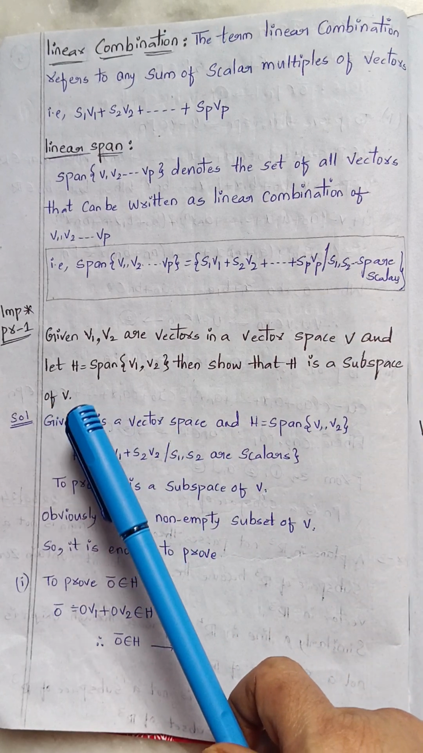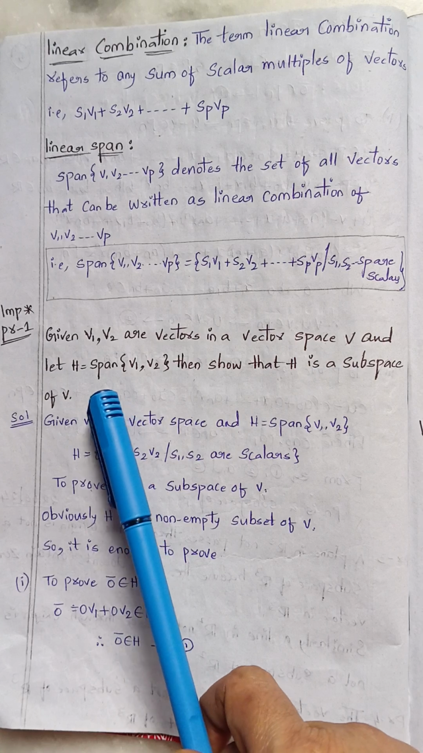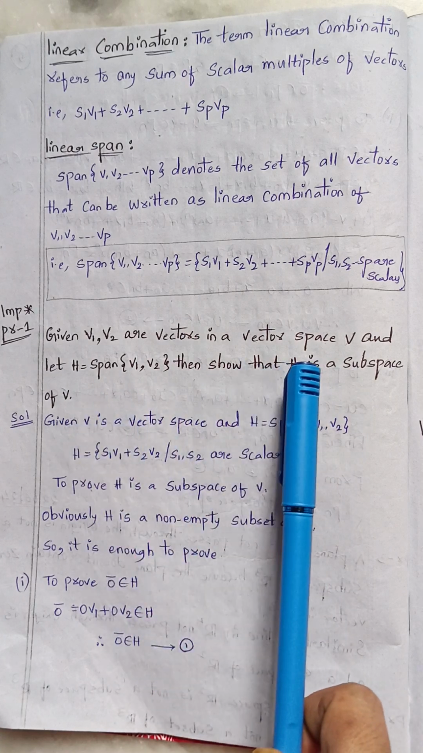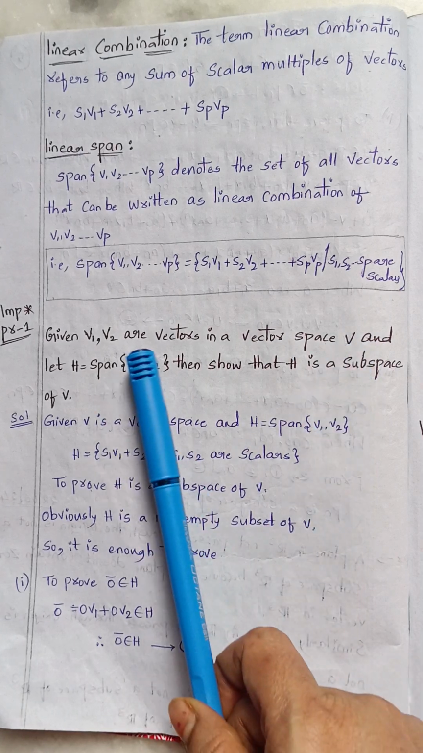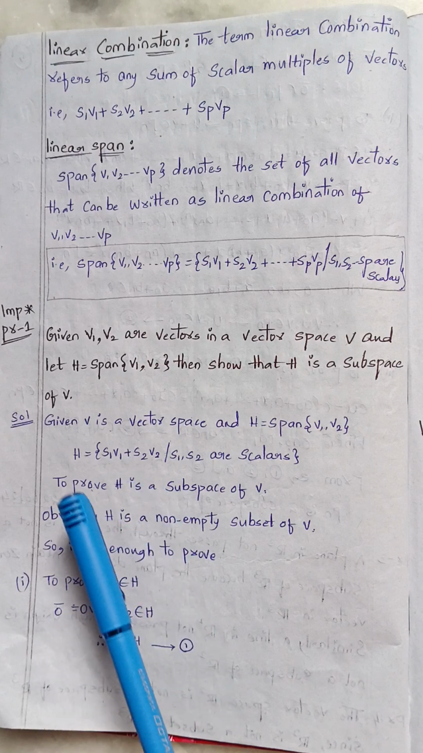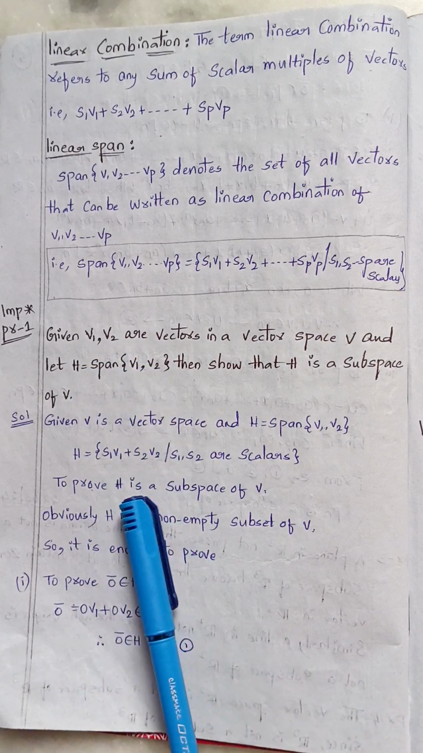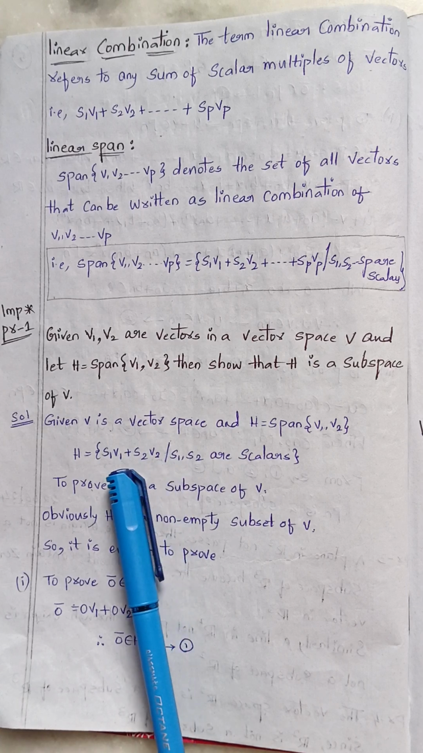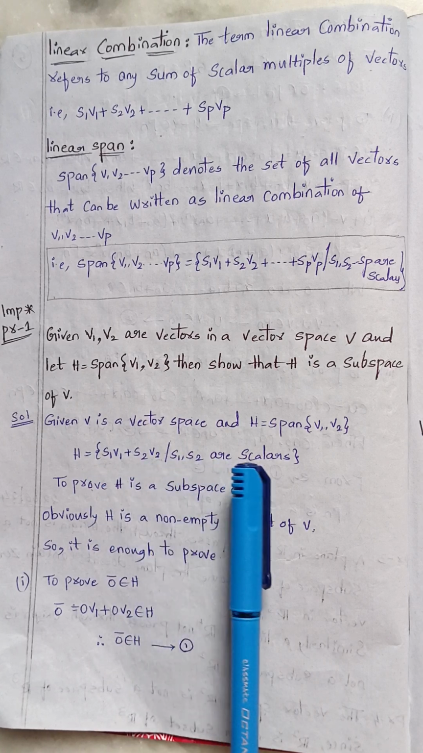Now we have to prove that the span of any two vectors is a subspace of V. So take V as a vector space and H as a subspace. To prove it is a subspace, we take the span of V1, V2. So span of V1, V2 is nothing but what? S1 V1 plus S2 V2, where S1, S2 are scalars.